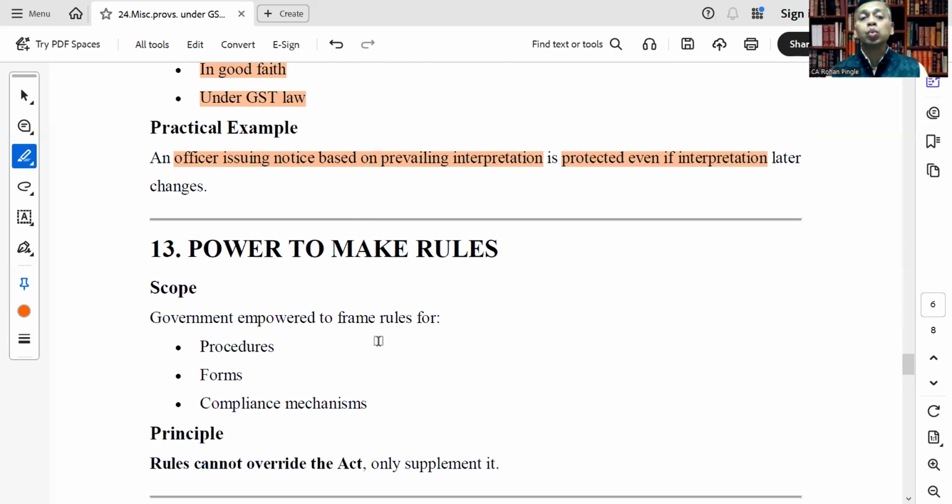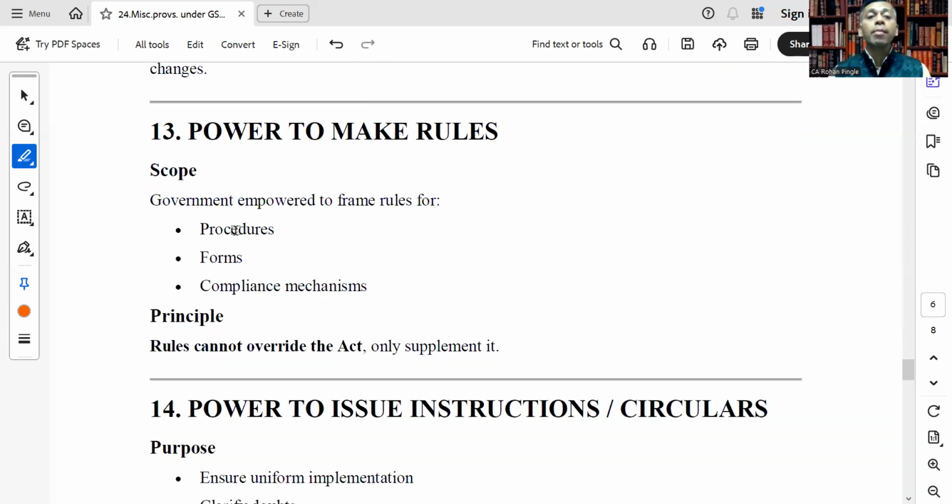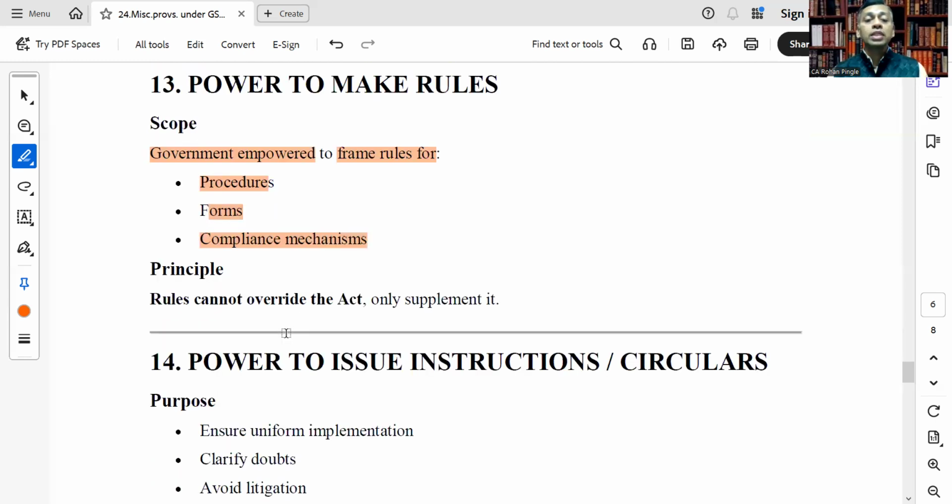Power to make rules. Let's understand. Government is empowered to frame rules for procedures, forms, and compliance mechanisms. So the principle is that rules cannot override the act, only supplement it. Very, very important to understand this. Rules cannot override the act; they only supplement the act. And government is empowered to frame rules related to procedures, forms, and compliance mechanisms.